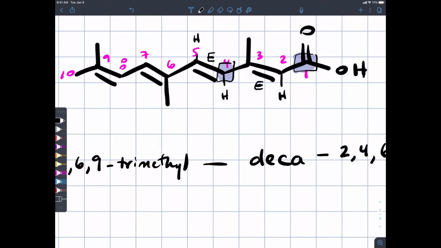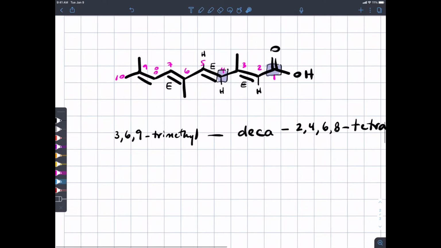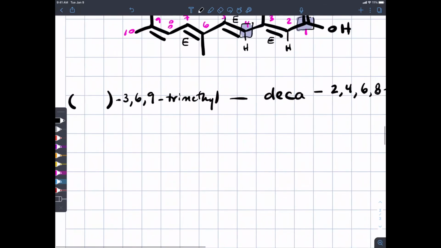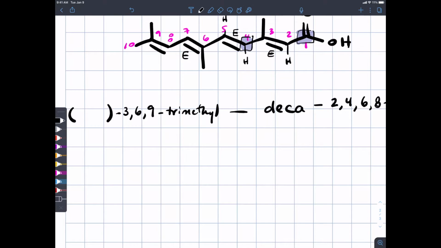The bond between 6 and 7, for similar reasons, is going to be E. How about the one between 8 and 9? Doesn't matter, because there are 2 methyl groups attached to carbon 9, so the name is unambiguous. So at the very front of the molecule, we put in parentheses the E's and Z's. However, this time we have to put their numbers with them so we know which ones we're talking about. 2E, 4E, 6E.